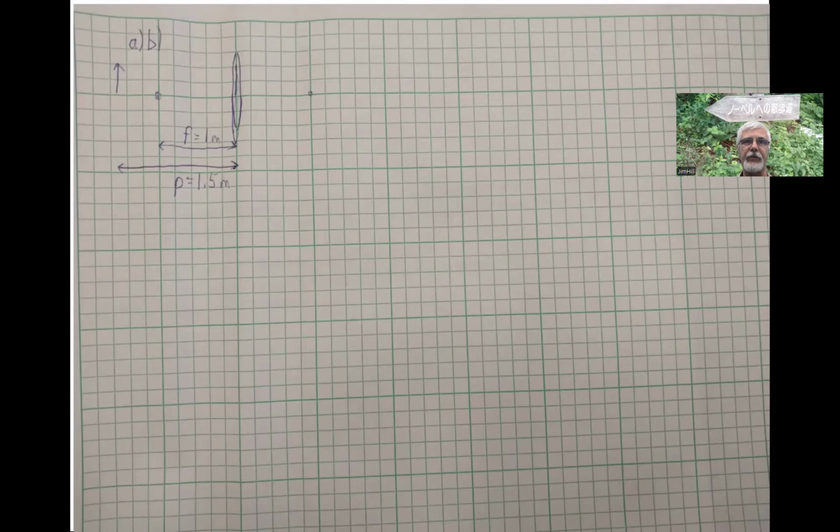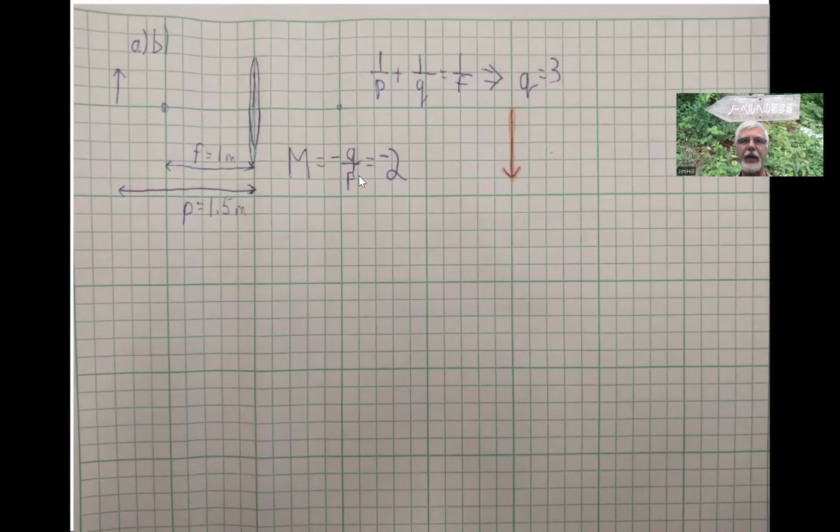Okay, so in that first part, again, straightforward. Not going to actually do the algebra here because it's pretty simple if you're at this level. But 1 over P plus 1 over Q is 1 over F. Gives me Q, or D_i if you use the other notation, of 3. The magnification, negative Q over P, is -2. So I've drawn my image here. I put a little orange on it just to accent it there. Twice as big, upside down, 3 meters or scaled meters away from the lens.